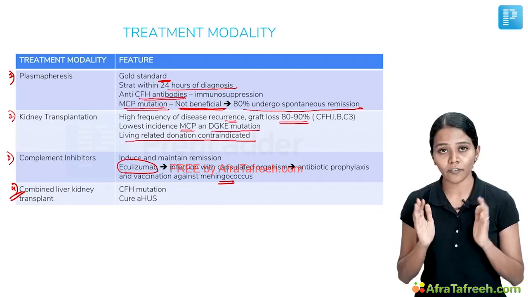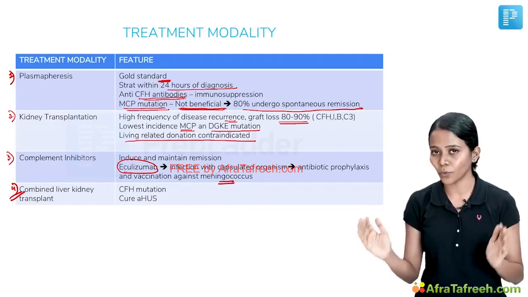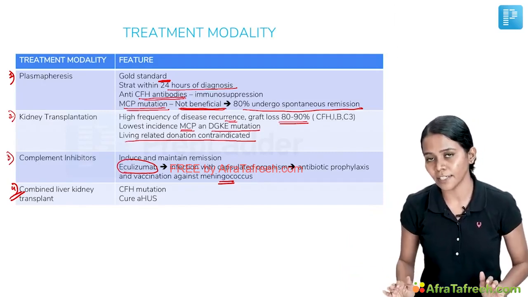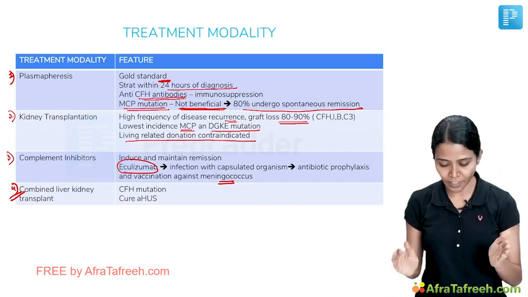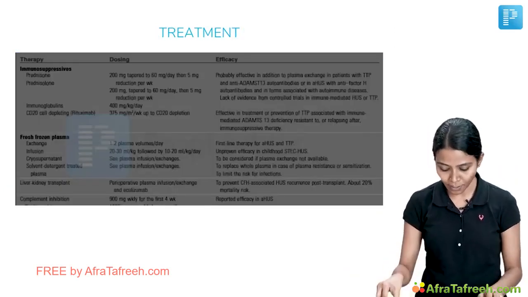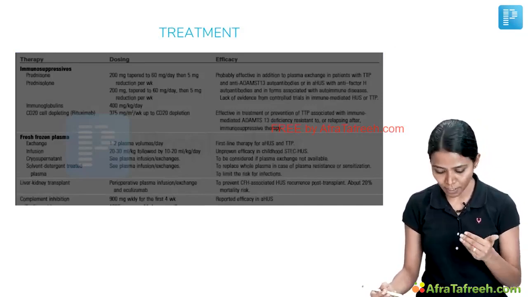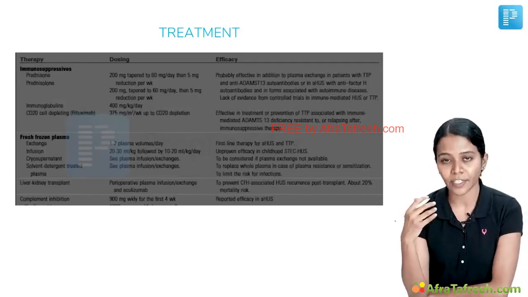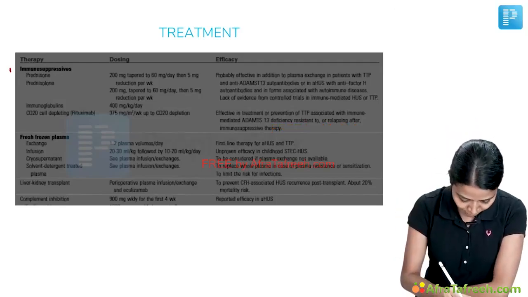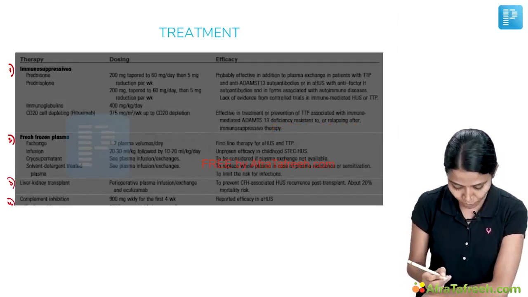Okay. So when it comes to transplantation in atypical HUS, living related donor transplantation is contraindicated, and if it is factor H deficiency, combined liver kidney transplantation can be done. Now, these are the multiple therapies that are used in atypical HUS, their dosing and efficacy. They can be classified into immunosuppressives, fresh frozen plasma, liver kidney transplant, and complement inhibition with eculizumab.